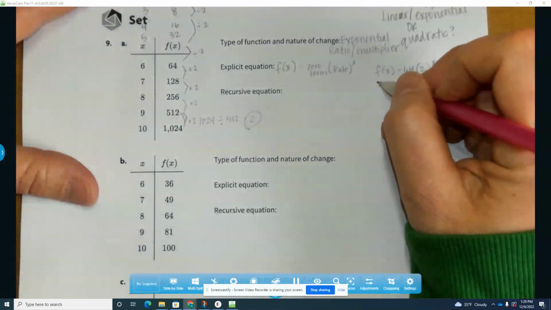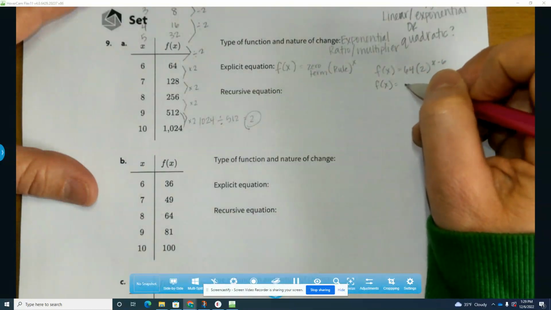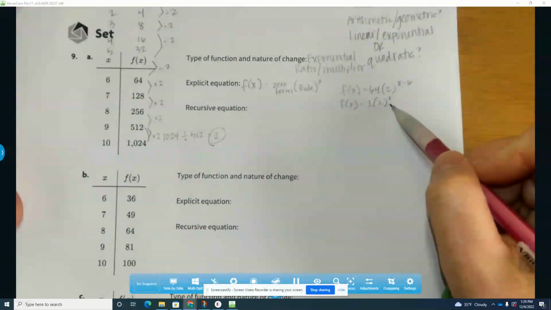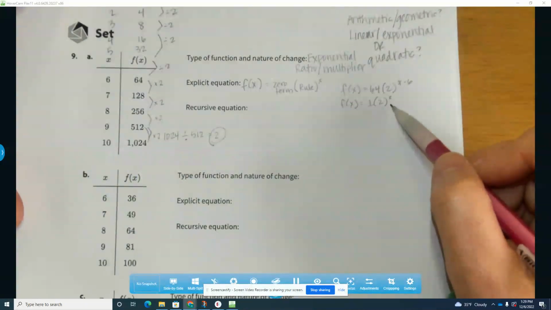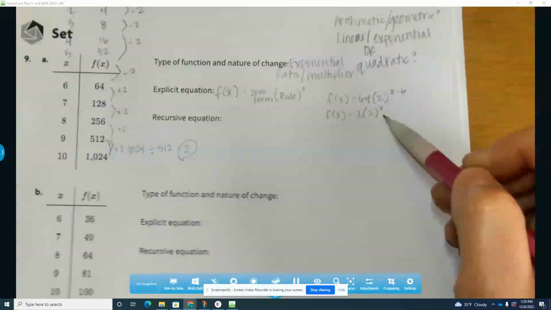So if we wanted to write it with the zero term, it would look like this. The zero term is 1. Our rule is still 2. And the x is just x because we don't have to indicate that we used the first term or the second or third or fourth, because we didn't. We used the zero term. So we can just leave the x.